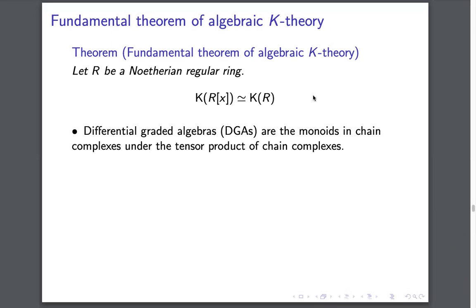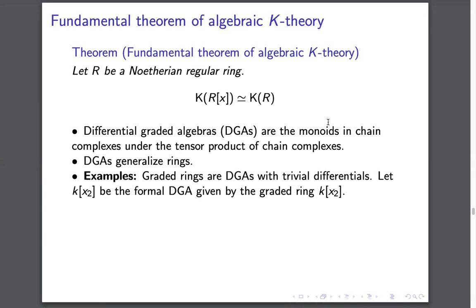So you can think about formal DGAs as a generalization of rings, right? But we show that there are formal DGAs with polynomial homology whose algebraic K-theory doesn't truncate this way. So let me make this precise. A DGA is a chain complex with an associative and unital multiplication, where the differential satisfies what's called the Leibniz rule. These are precisely the monoids in chain complexes under tensor product of chain complexes. That's what they are. So DGAs generalize rings.